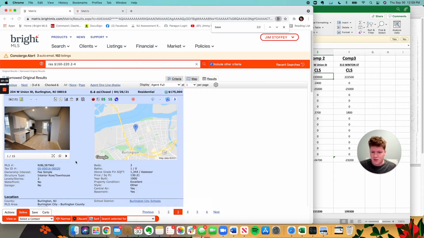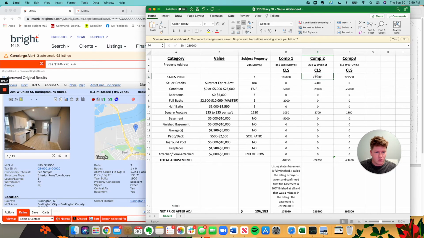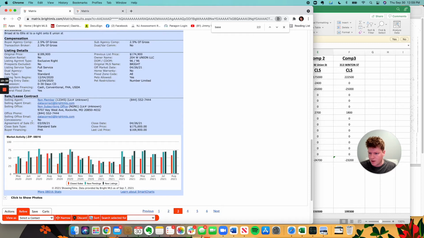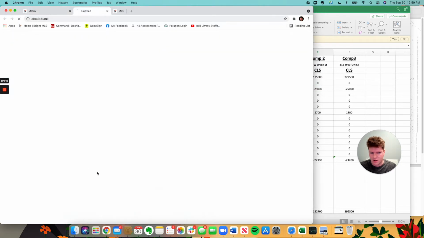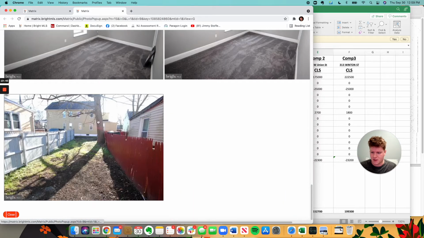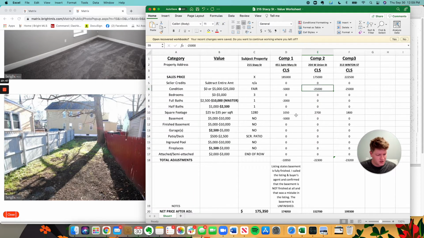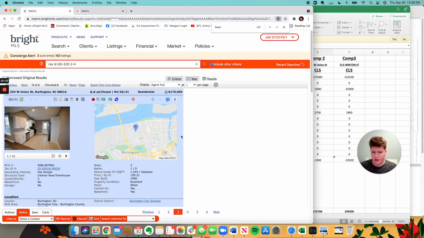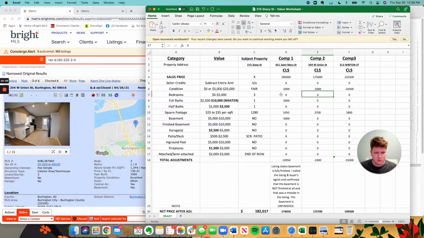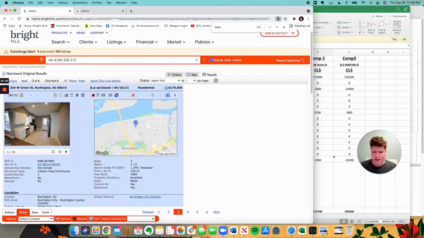All right, this closed as well for $175,000. Seller credits down here, no seller credits, so that's a 0. Condition. This is nicer rehab, so I'm going to do the same thing. Be uniform, so $5,000. Bedrooms. We have it as a 3-bedroom, so we're $0 there. It's got 1 full bath, so we're 0 there, but it has no half bath.